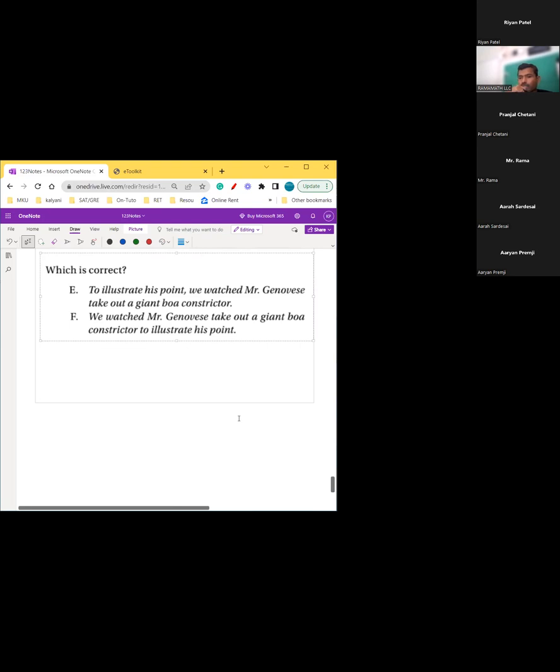Which one do you think is a little better answer for this one? And one thing to understand in the reading and writing section: they never say a right answer. They always say the best answer or the better answer, because the other ones make sense, but you have to choose the best answer out of them.